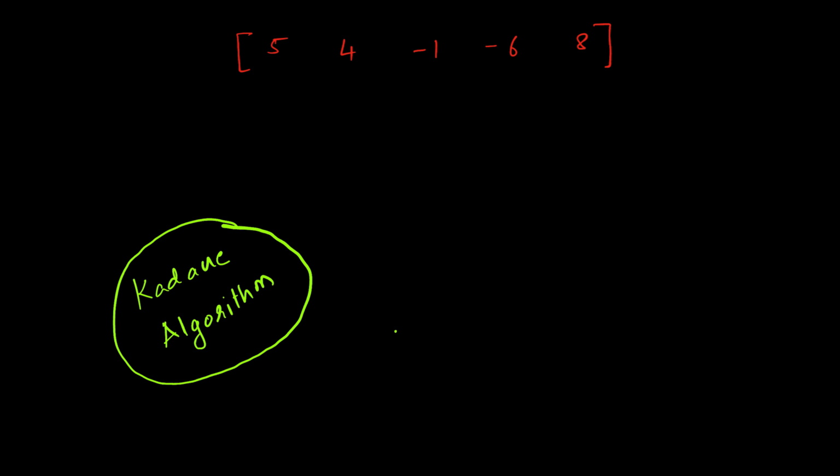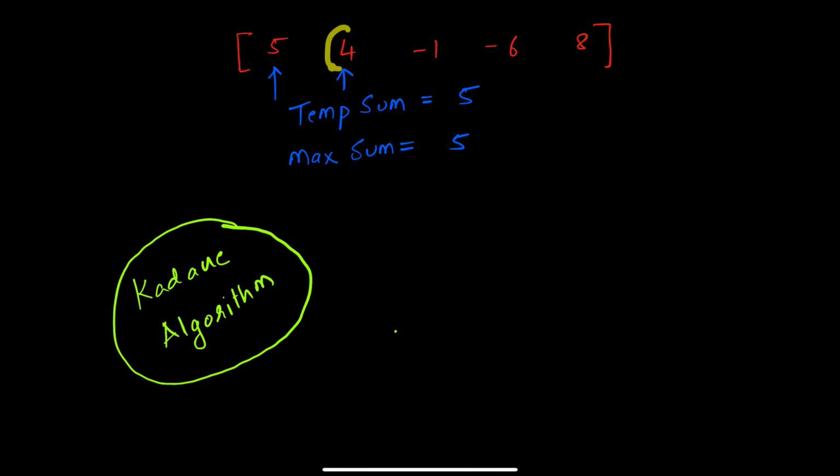So in Kadane's algorithm, we'll use two variables. Temp sum will hold the value of the subarray that we are trying to build, while the max sum will hold the sum of the maximum subarray that we encounter during the iteration. We'll set the temporary sum and the max sum to the first element in the array, assuming that we have a subarray with the first element in it. Incrementing our pointer to the next element, that is 4.